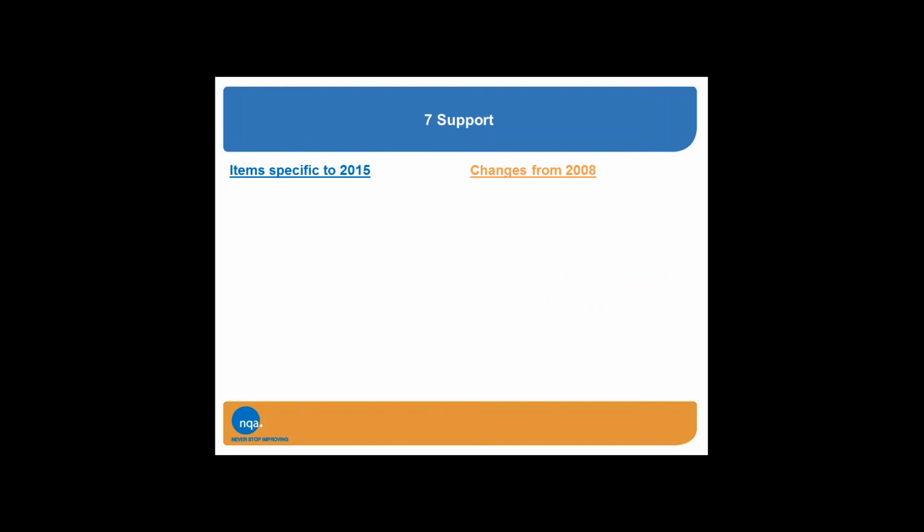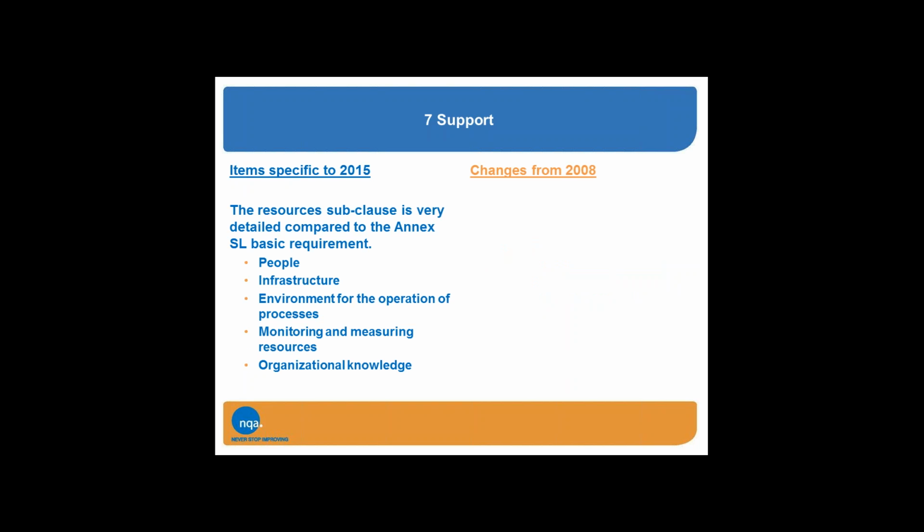So what do we have in the support clause that is specific to 9001 over and above the Annex SL? Well, the resources subclause, as we've already seen, is very detailed compared to Annex SL, and just showing you again those 5 additional subclauses considered important enough to be added to the support clause in 9001, considered important enough by the quality profession for those requirements to go in.